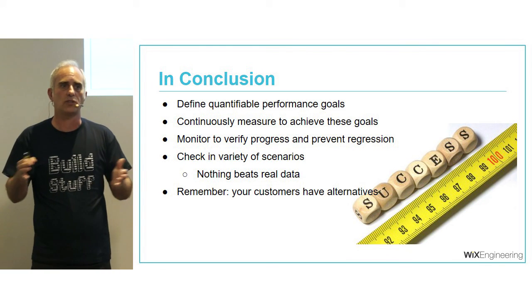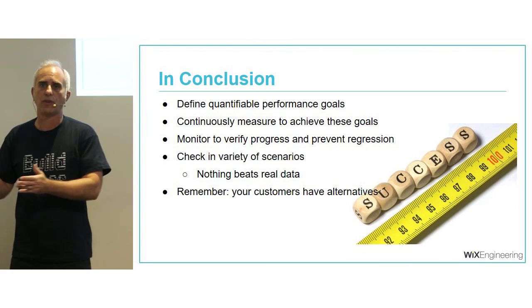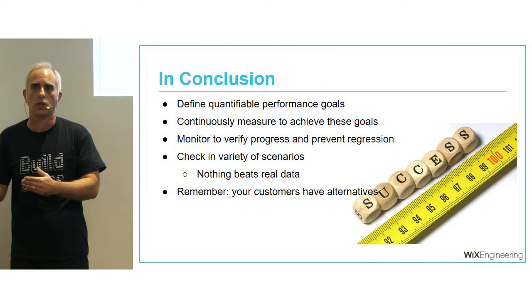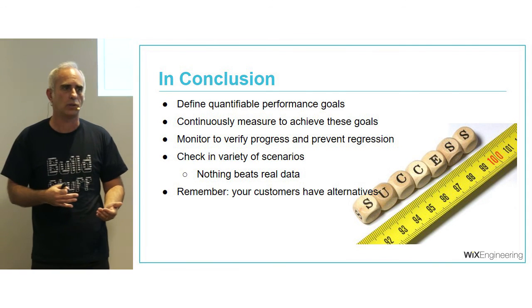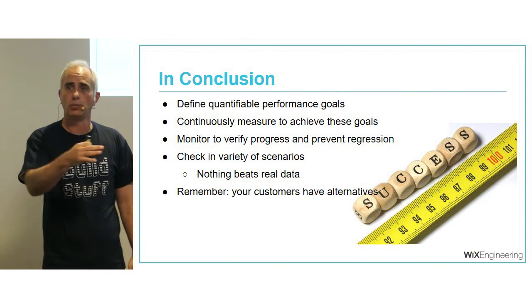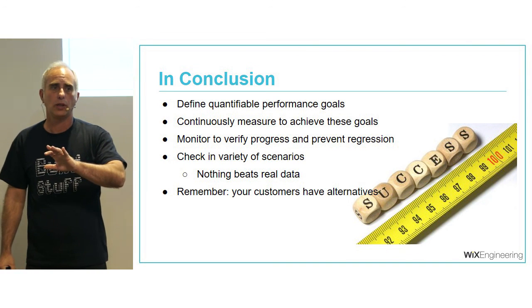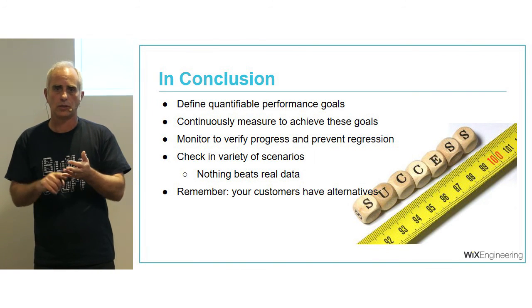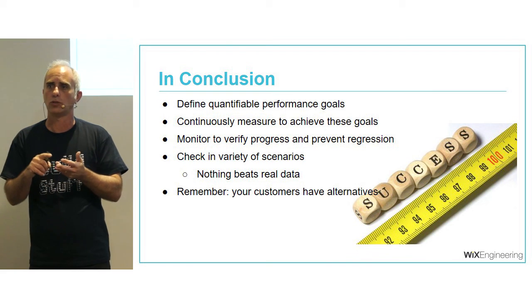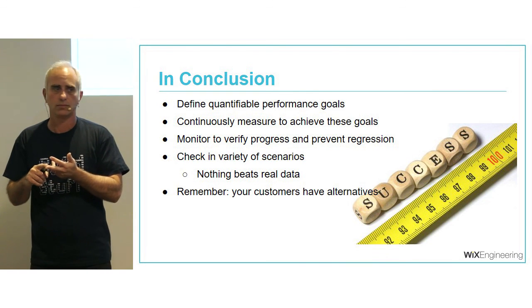Check in a variety of scenarios. Just because it's faster on a desktop doesn't mean that it's going to be faster on a mobile device, because the whole network behavior of mobile devices is completely different. Can you, by the way, guess which is the slowest in terms of performance? Desktops, smartphones, or tablets? Can you guess?